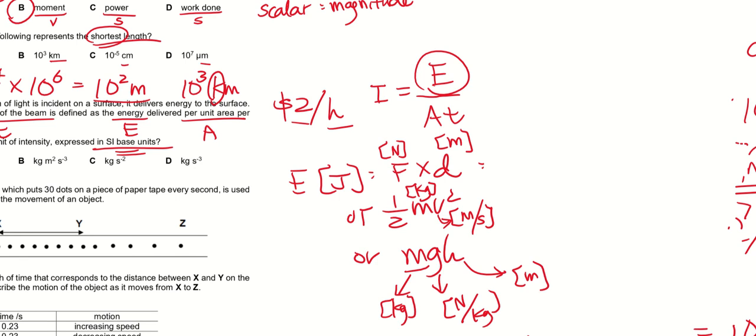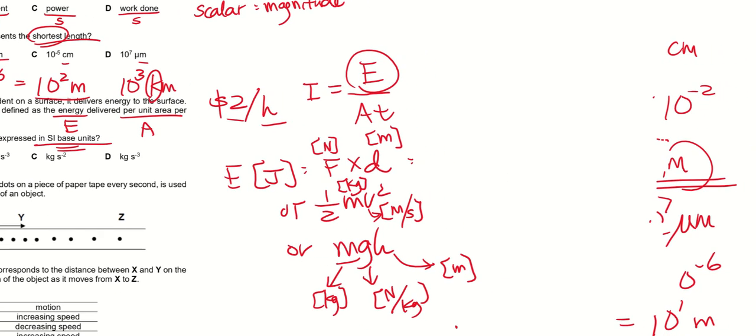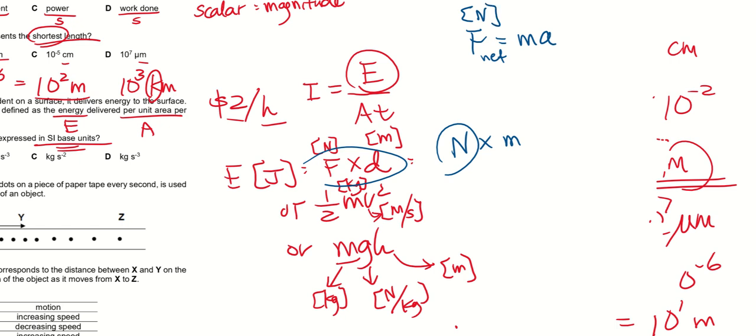So maybe we work with F times d first. It is actually Newton multiplied by meters in terms of the units. But is Newton a base unit? It is not, right? Now, how do we get force? Force is actually equal to ma, right? You learn F net equals to ma. So this is Newton, this is kg, and the SI unit for acceleration is meter per second square.